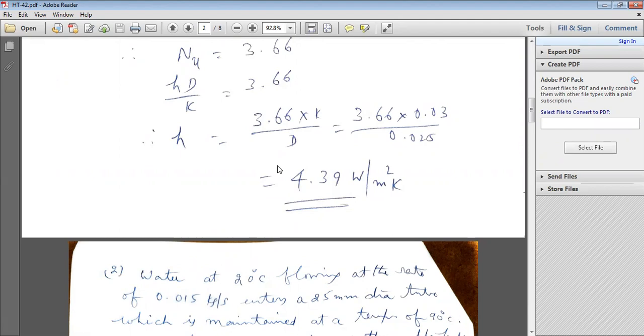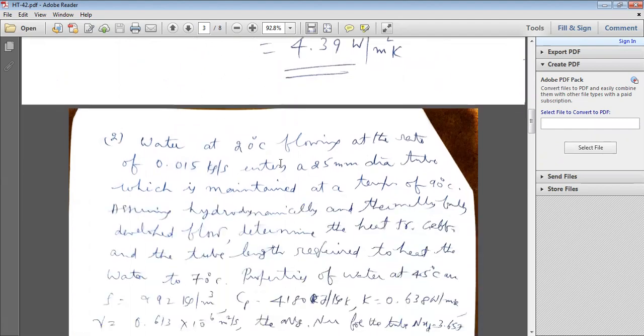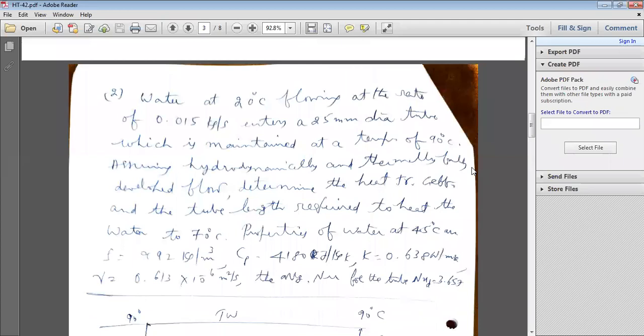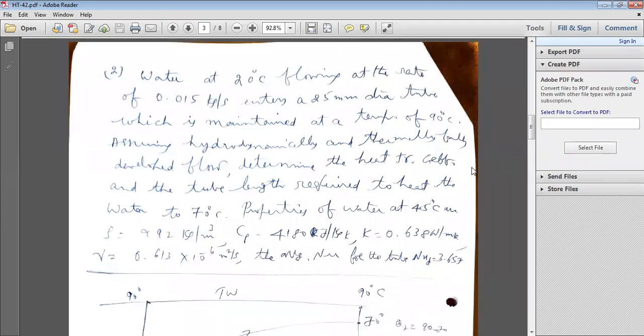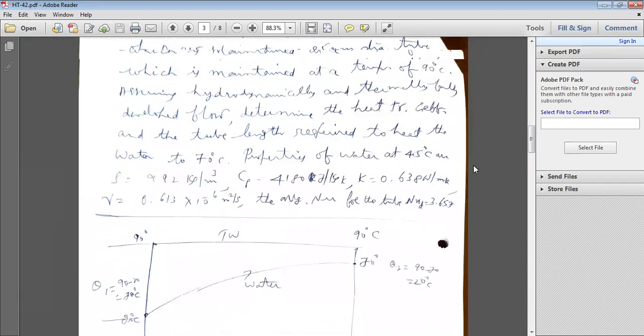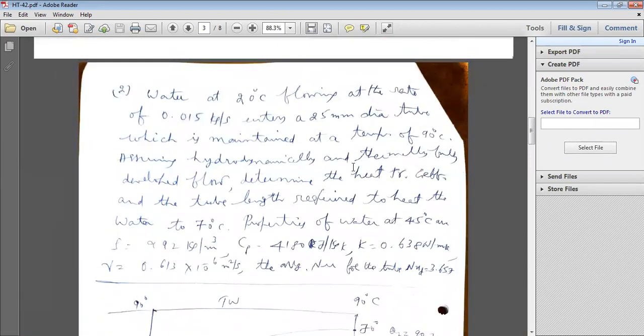So very easy. Solving problems under convection heat transfer is very easy, but to some extent concepts are difficult and derivations are difficult. If you study the concepts thoroughly and practice the derivations, solving problems under heat transfer is very easy, and it is also a scoring subject. Okay? Now that's about the first problem.